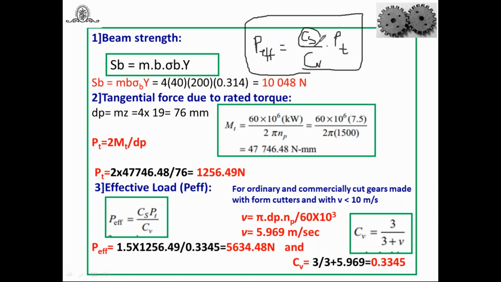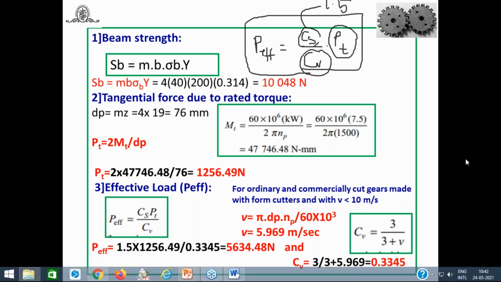So CS means service factor. It's given in the problem statement: it's 1.5. What is CV? Velocity factor that we have to calculate. What is PT? It's the tangential force that we have to calculate. Let us see how to calculate it.